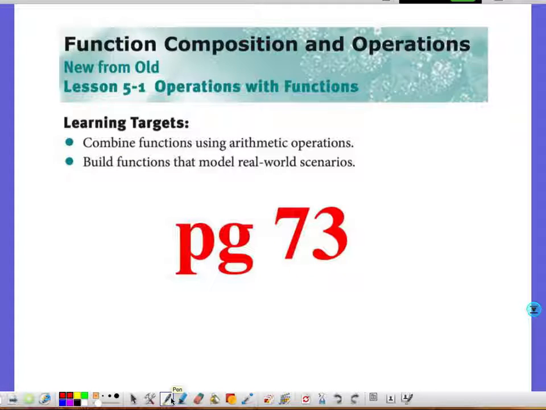Hello, and this video is on section lesson 5-1. We are talking about operations with functions. Learning targets are to combine functions using arithmetic operations and build functions that model real-world scenarios. This begins on page 73.